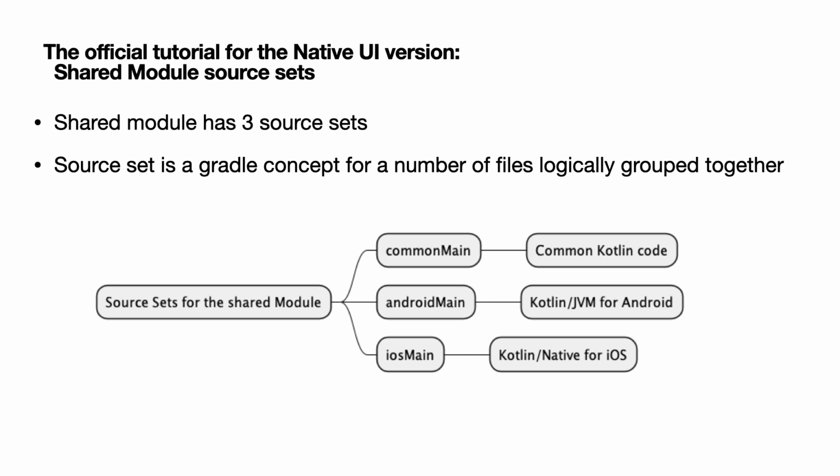For the native UI version, the shared module is divided into 3 source sets as units. Source sets are a Gradle concept for logically grouping numerous files. The first source set is androidMain, the second source set is iosMain, and the last source set is commonMain.